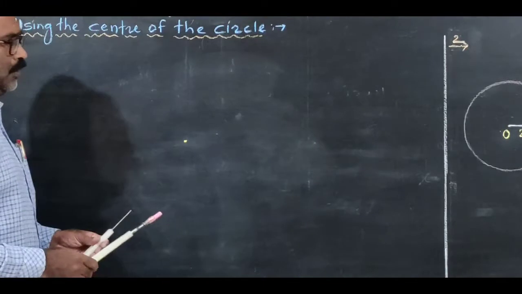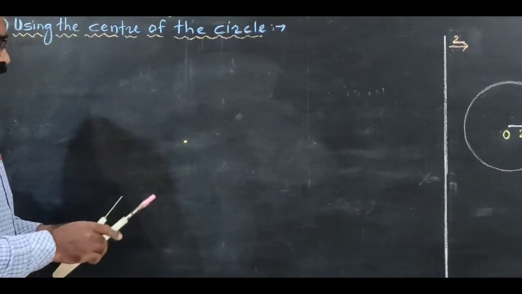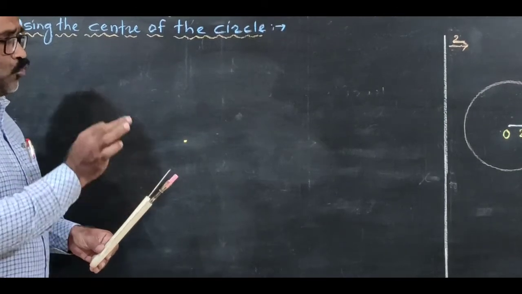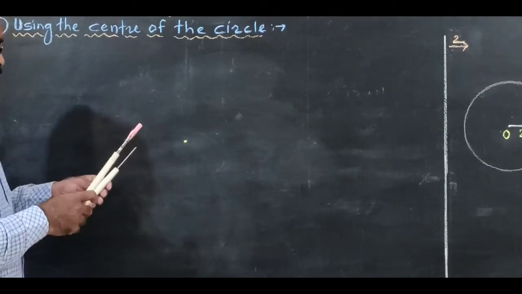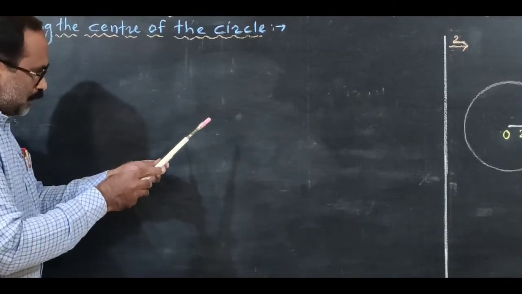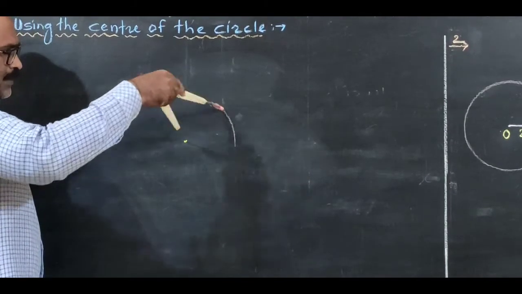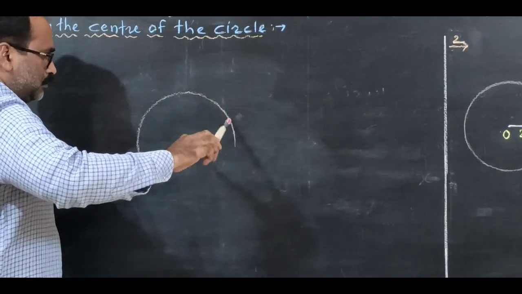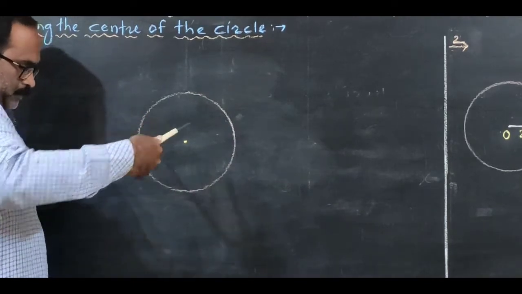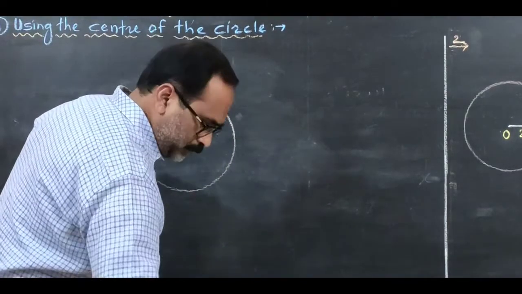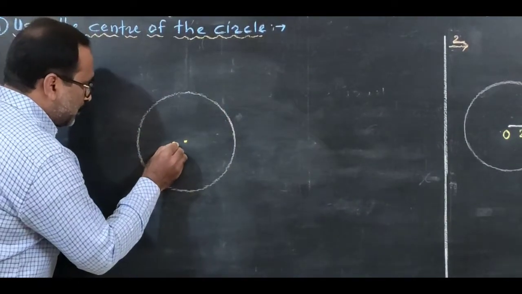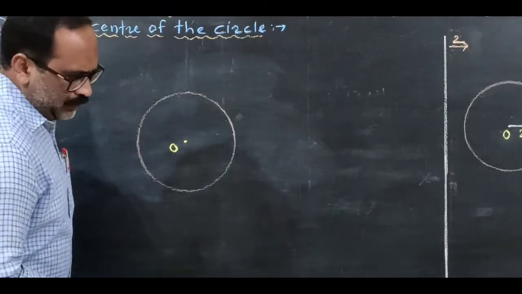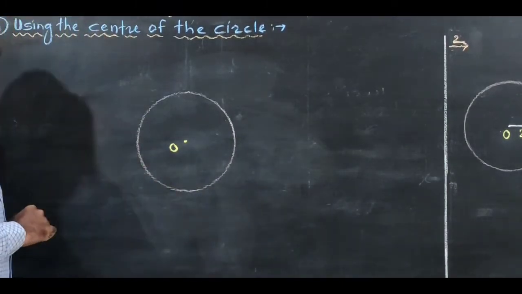Here we want to draw a circle of radius 2.7 centimeter. So I take a distance of 2.7 centimeter in the compass. Now I draw a circle of radius 2.7 centimeter. This point is the center. You can give any name to the center, because in the question the name of the center is not given to you.